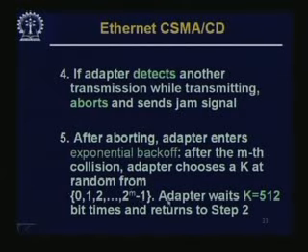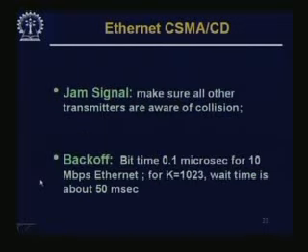Now the adapter waits k times 512 bit times and then returns to step 2. Suppose k is 100, so it waits 100 into 512 bit times. How much is 512 bit times, we will see that. So that much it waits and then it tries again. The jam signal makes sure that all other transmitters are aware of the collision. We send a jam signal when it detects a collision.